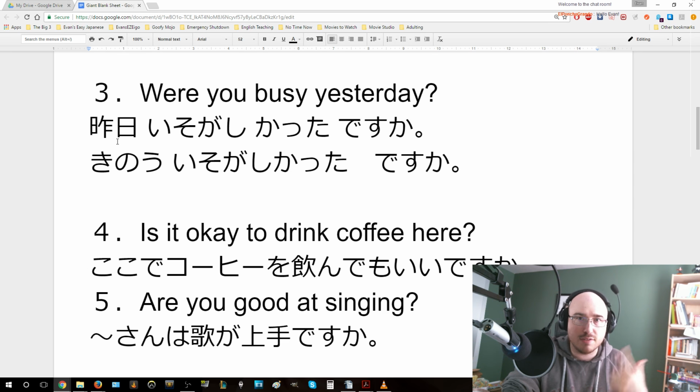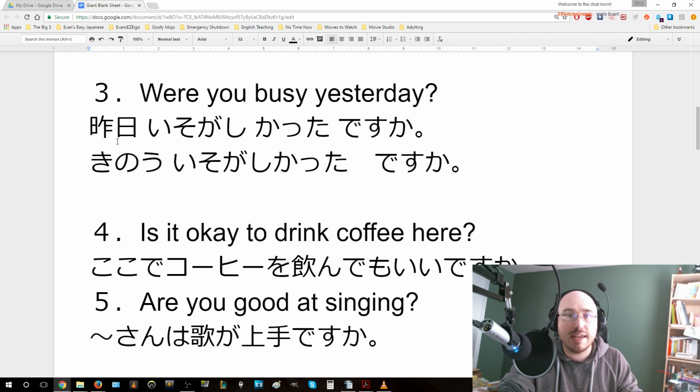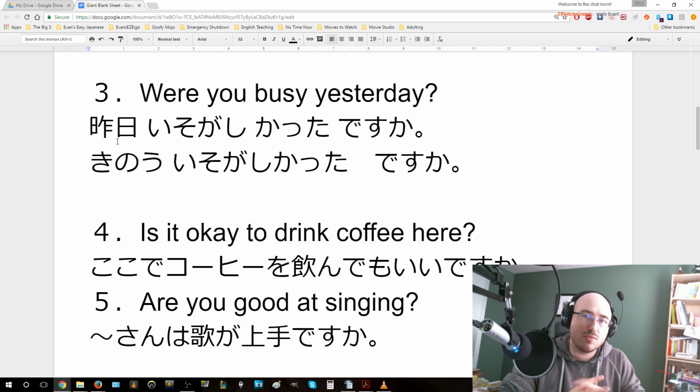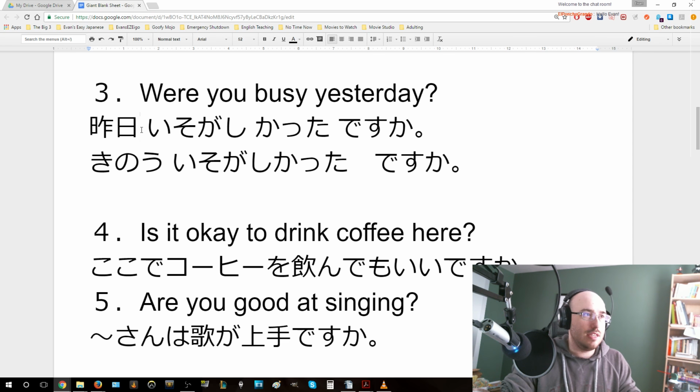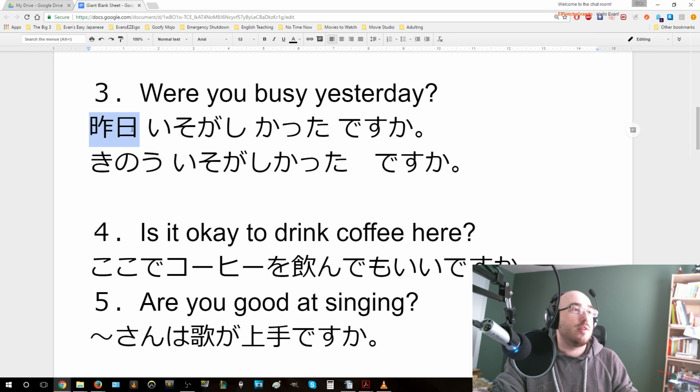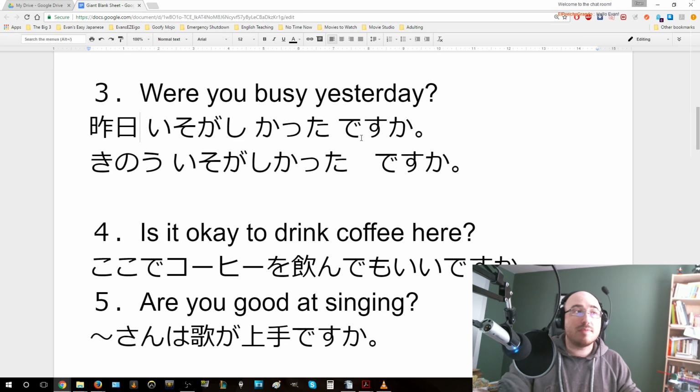Today, yesterday, tomorrow, 2 days ago, 3 days ago, 2 days in the future, a week from now, next month, next year. All of those are relative to right now. If I say tomorrow in 5 days, it's a different day, right? So kino is relative to today, because today's yesterday is different than next week's yesterday. We don't use the ni particle. Kino, isogashikatta desu ka?